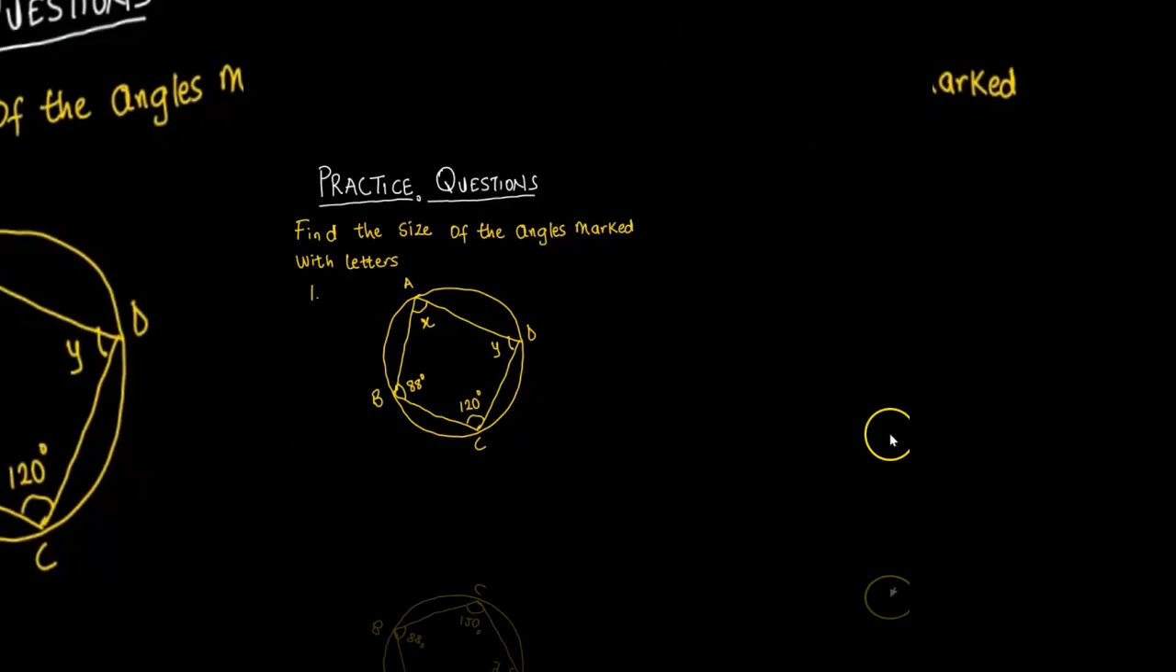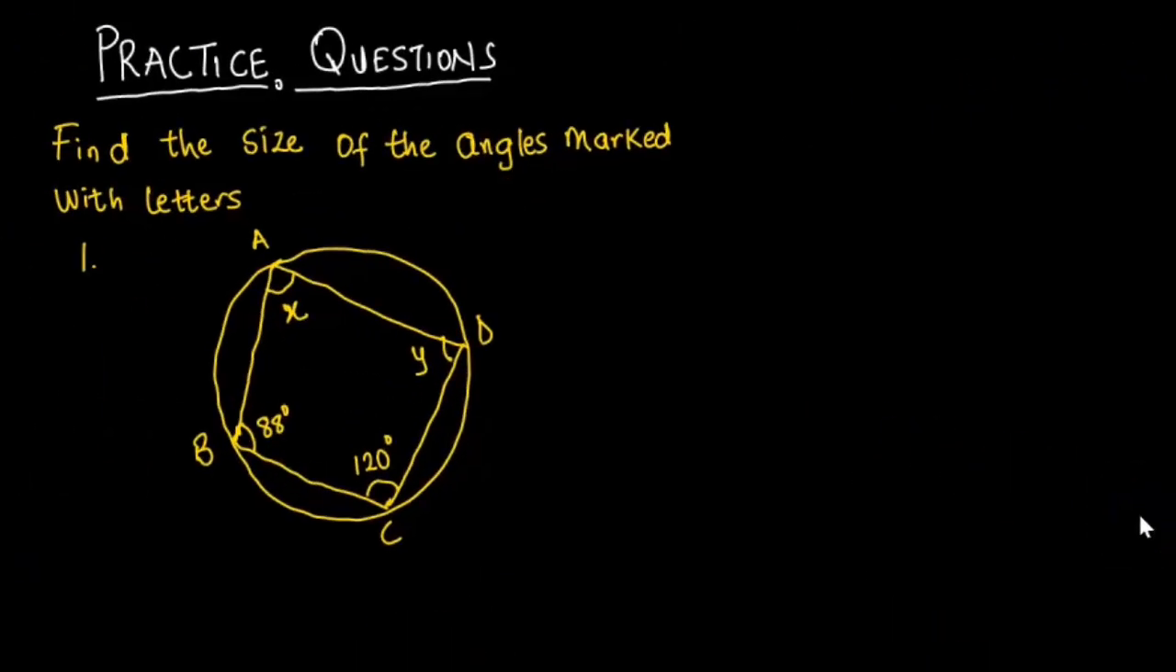In this section of this video lesson, we are going to solve some practice questions to help us understand the theorems we have looked at so far. I urge you to pause the video lesson at the beginning of every question and try to solve it before coming back for a detailed answer. So we'll begin by taking question 1. The instruction says, find the size of the angles marked with letters.